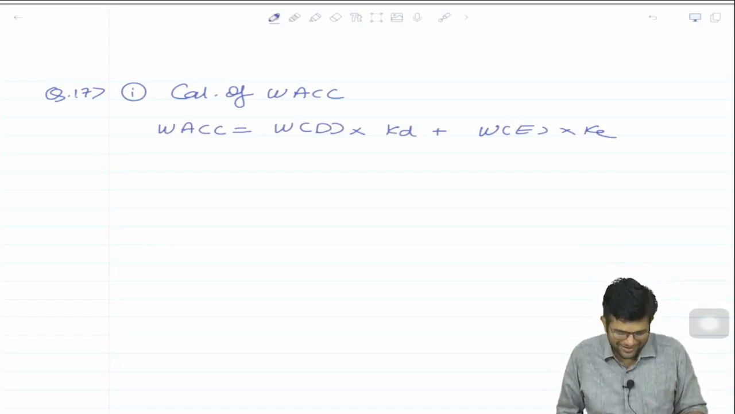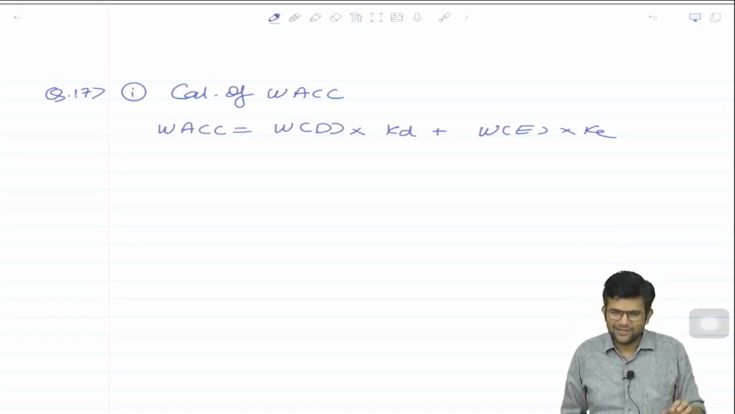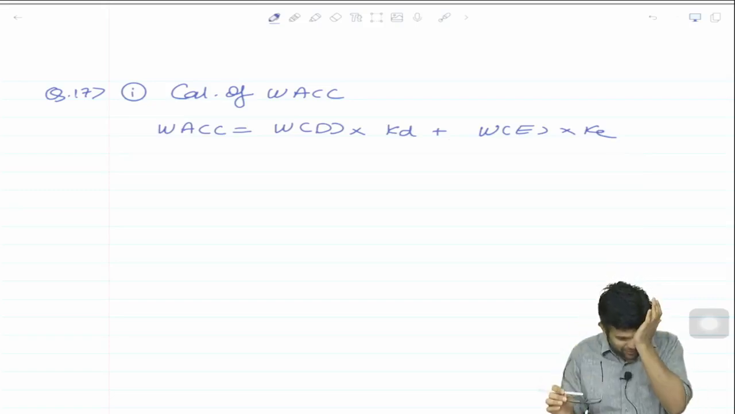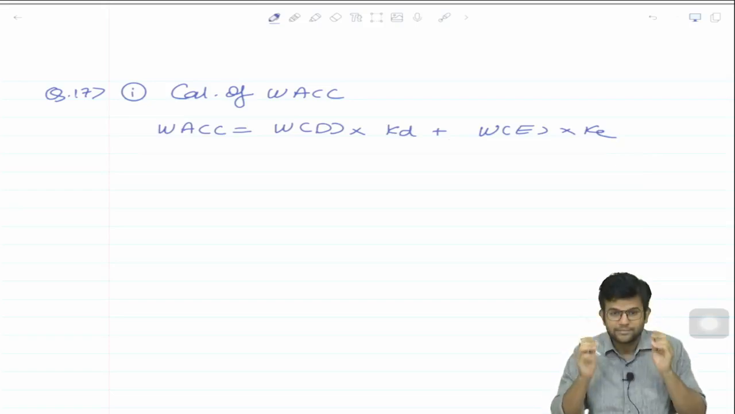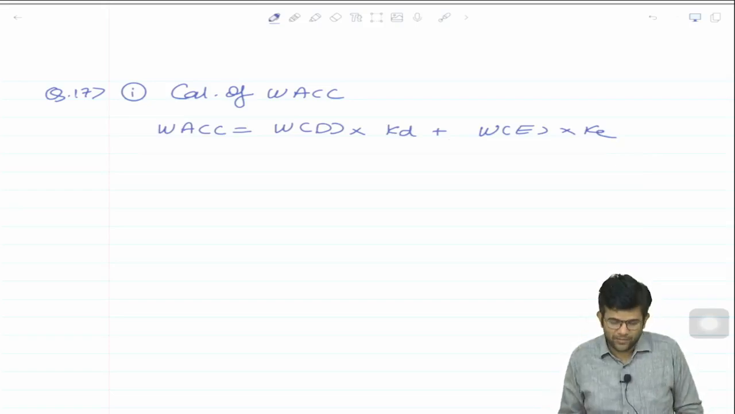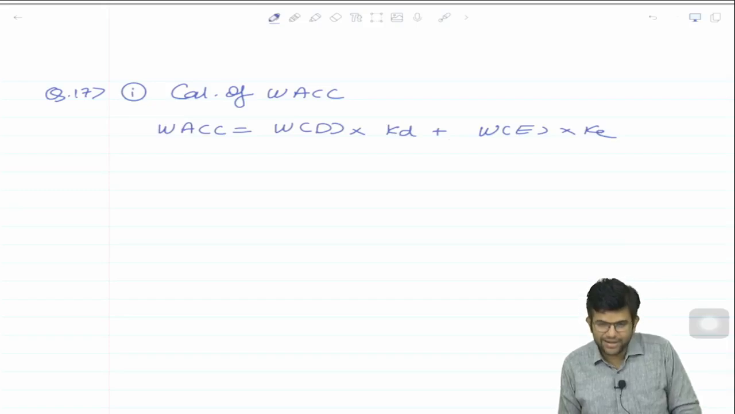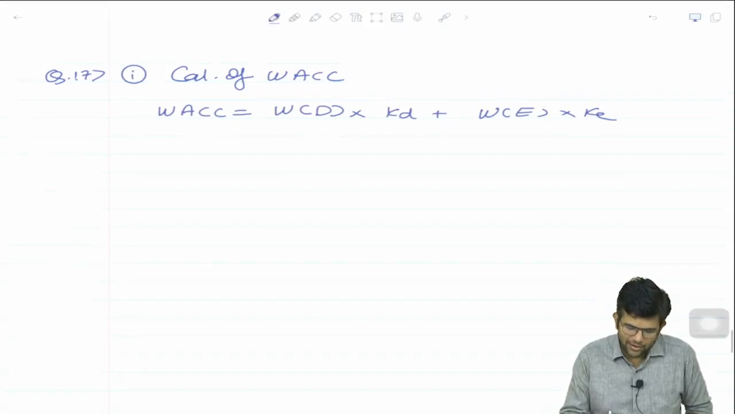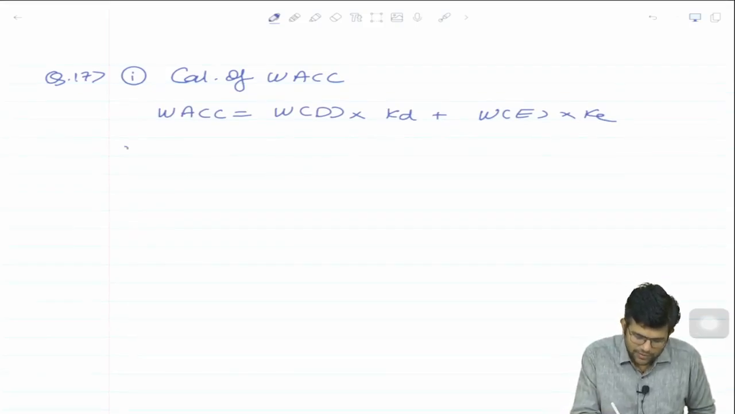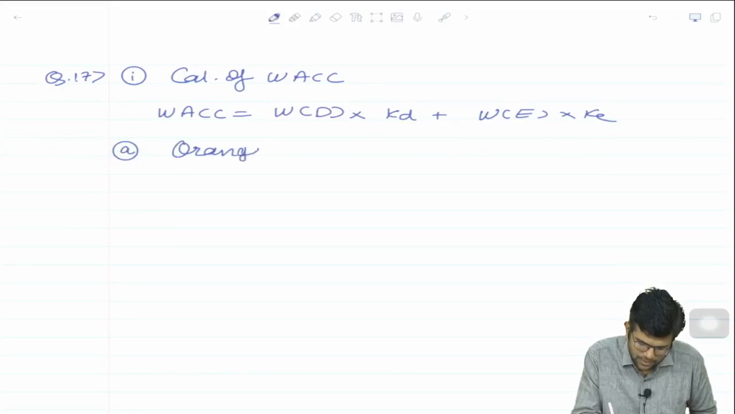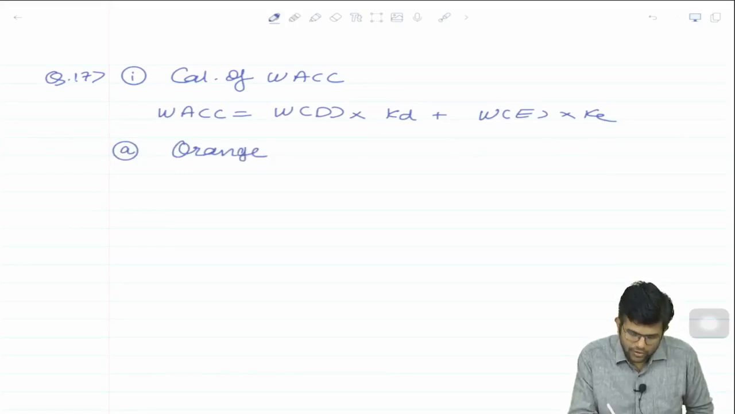So WACC is equal to weight of debt. My God, I'm not able to see. Okay. WACC is equal to weight of debt into KD plus weight of equity into KE. Okay. All right. So let us now first talk about Orange. For Orange, WACC will be.